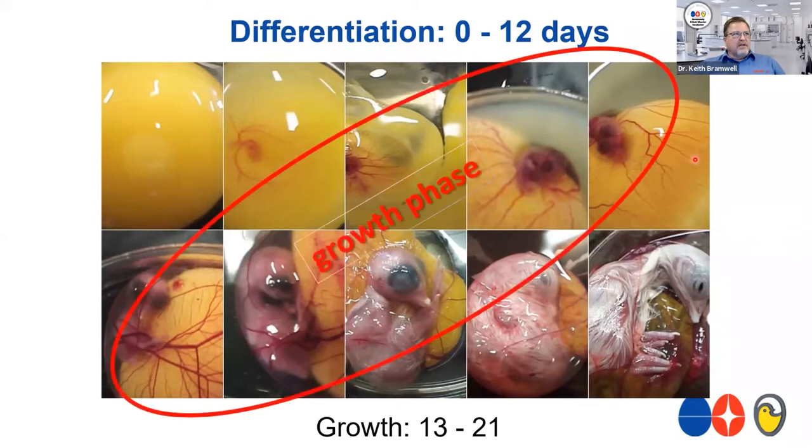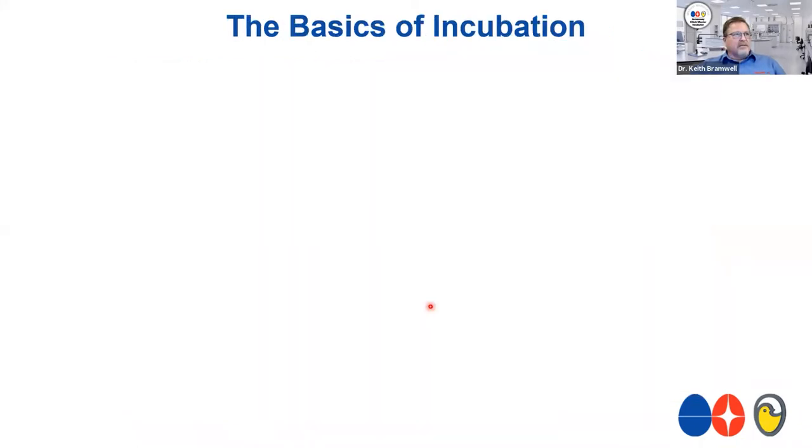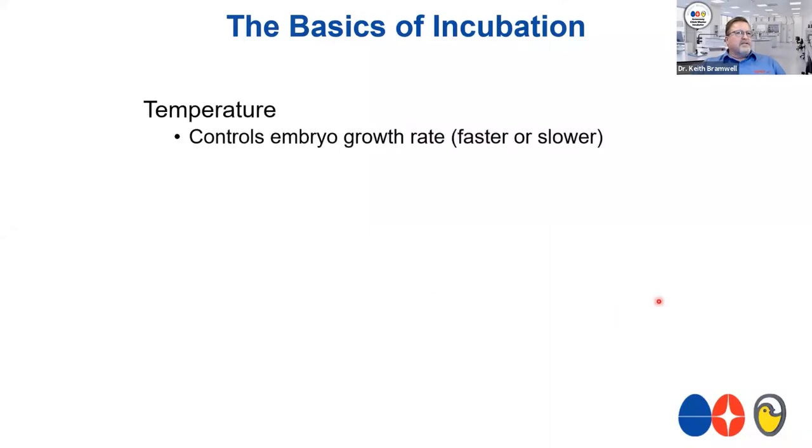After this early period when we're growing the parts of the embryo, we get into this growth phase where we just see a lot of accelerated growth. And interestingly, that's when we start seeing a lot of the heat production, and I'll talk about that in a little bit. So, the basics of incubation.